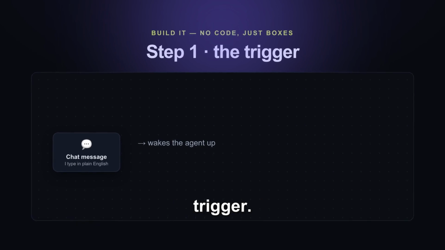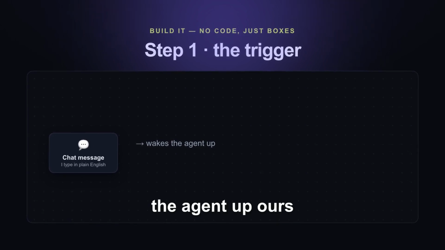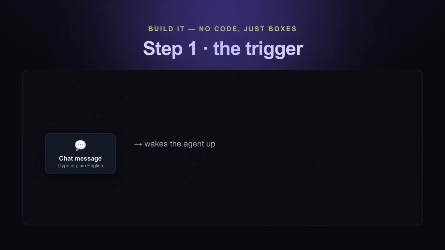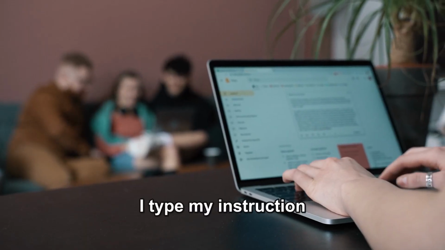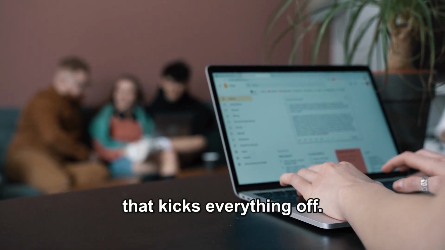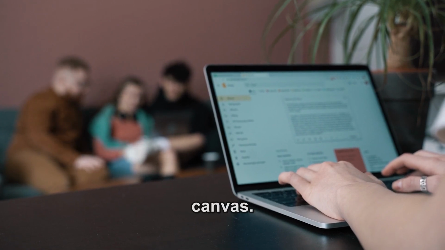Step 1 is the trigger, the thing that wakes the agent up. Ours is dead simple, a chat box. I type my instruction in plain English, and that kicks everything off. One box on the canvas, done.